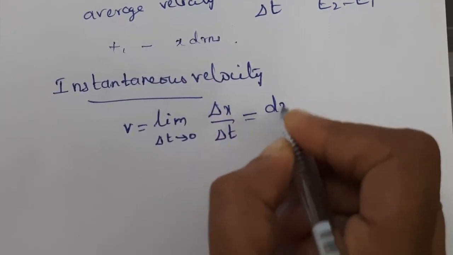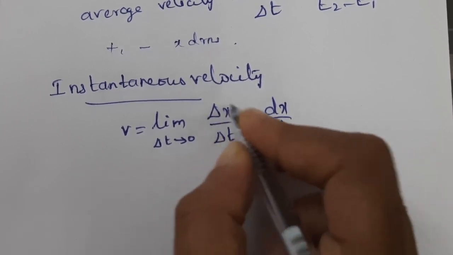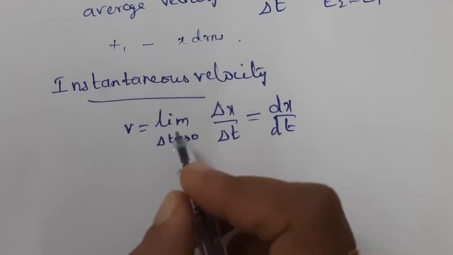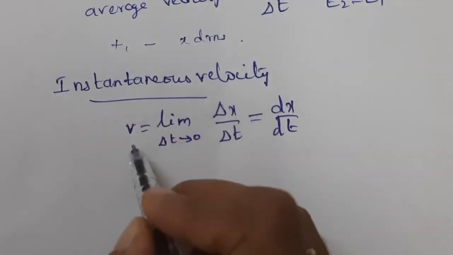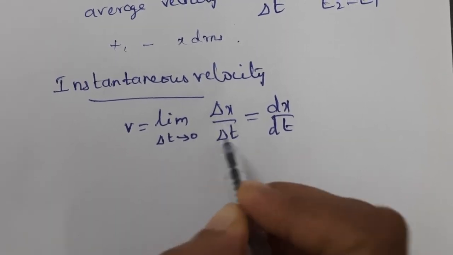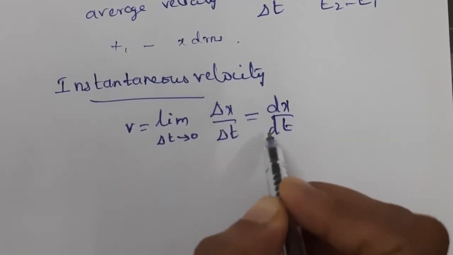This can be written as dx by dt. In 3 dimension means we can use delta r by delta t. Here only one dimension, so we can write the instantaneous velocity v is equal to limit delta t tends to 0 delta x by delta t equal dx by dt.